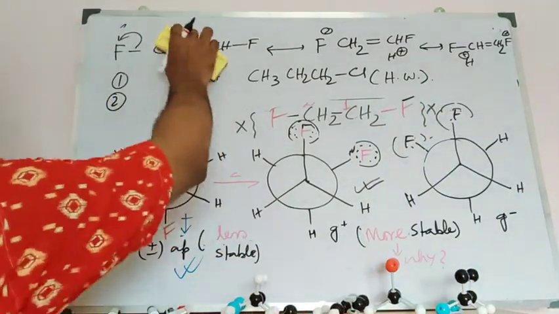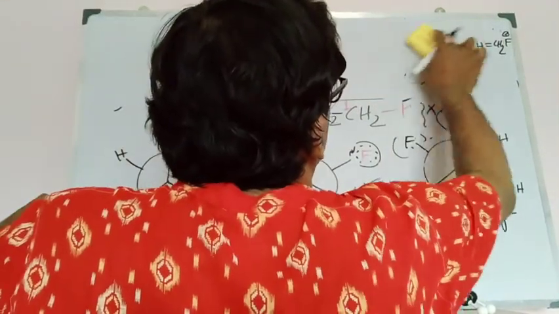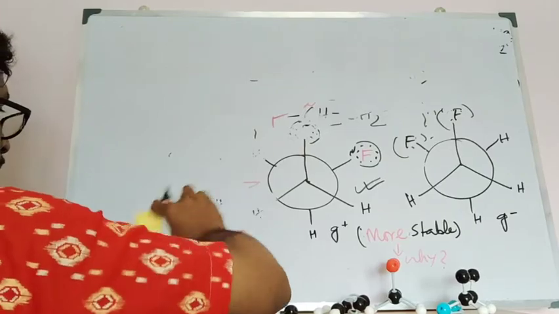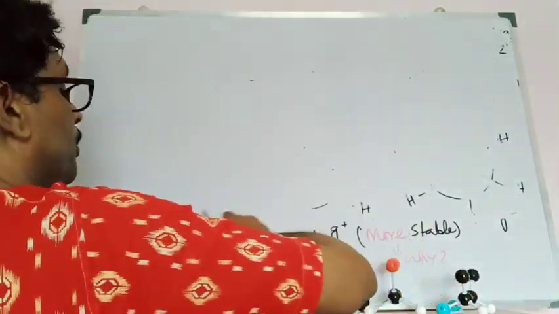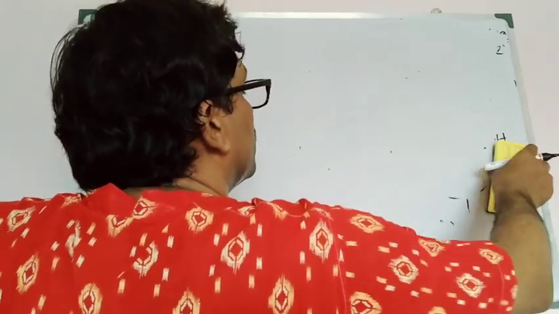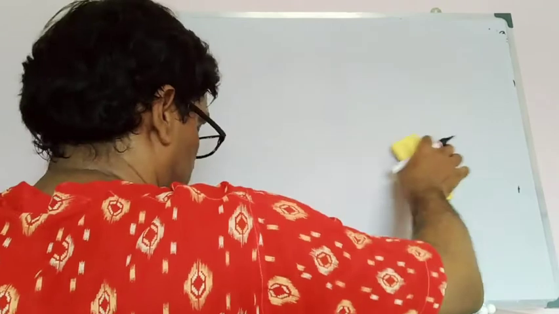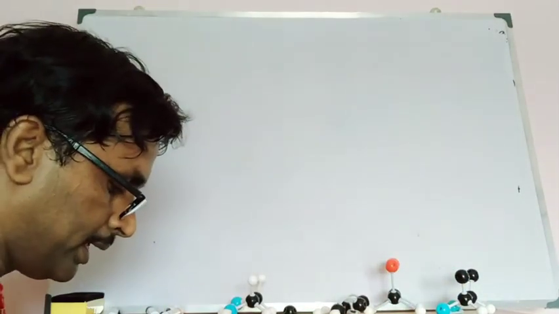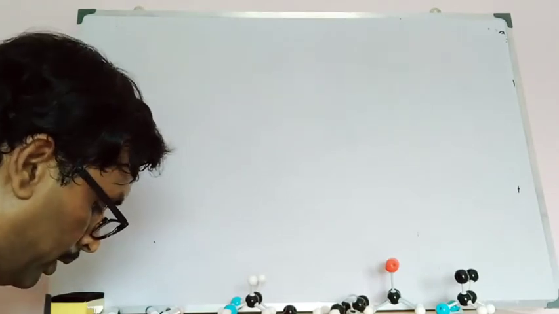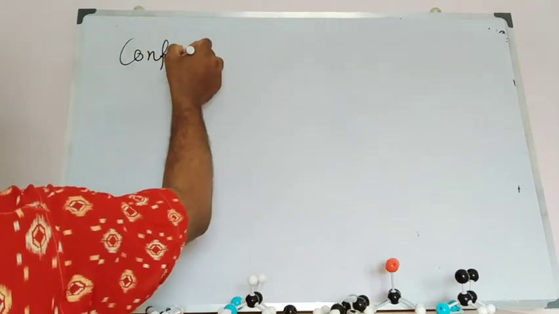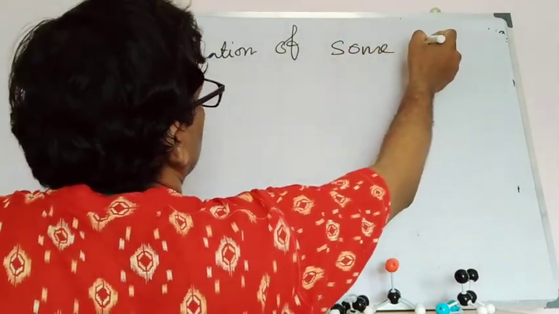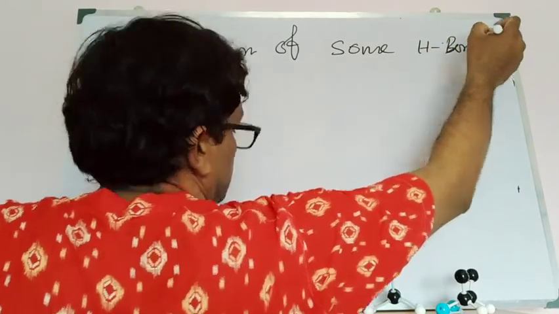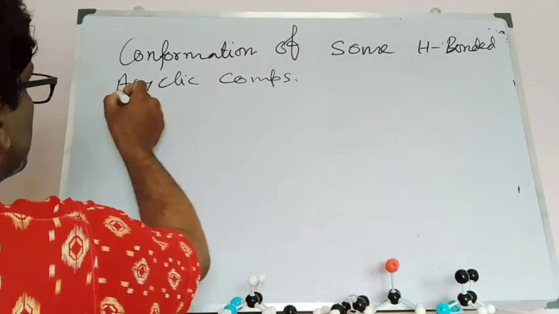Now I move to the next part of the conformational analysis, that is the compounds which can form hydrogen bonds. So first of all is 1,2-diol. Yes, 1,2-diol can form a hydrogen bond, and how? So my next part is the conformation of some hydrogen-bonded acyclic compounds.